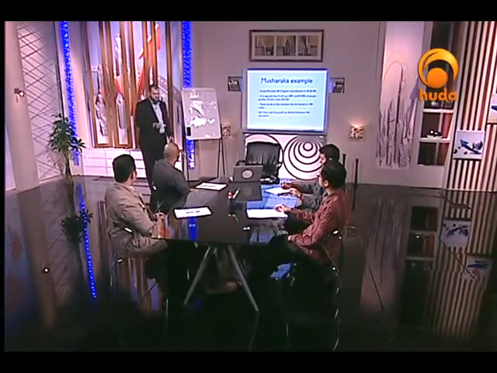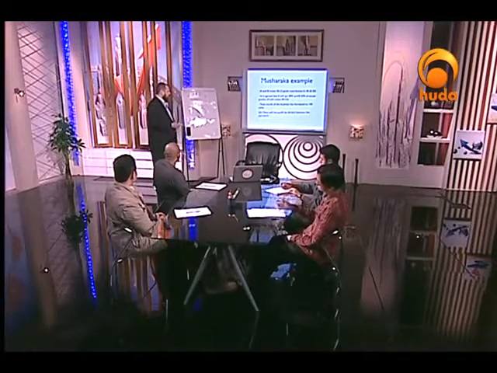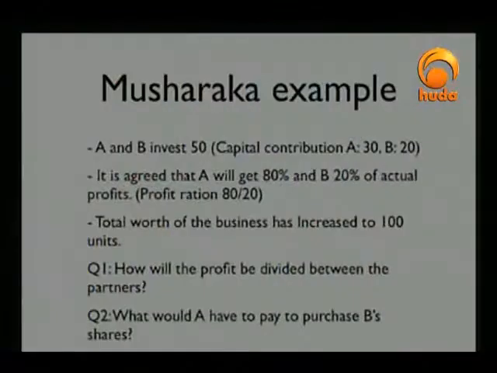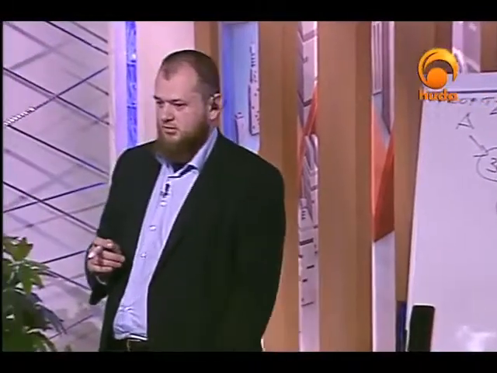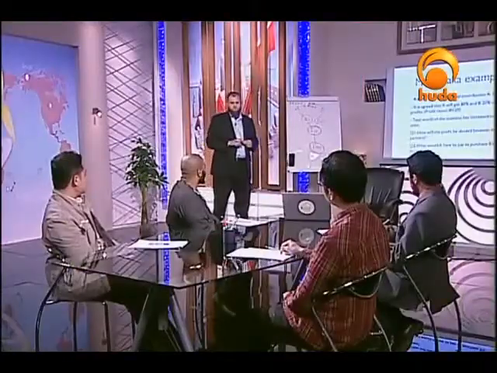Now, if I want A to buy shares from B at this point, before we divide profit or anything, if I want A to buy B out, how much does A need to pay? 20. The amount we invested in the first place.